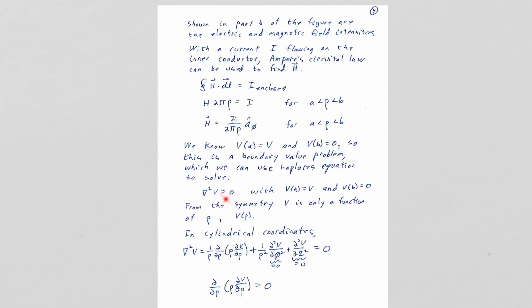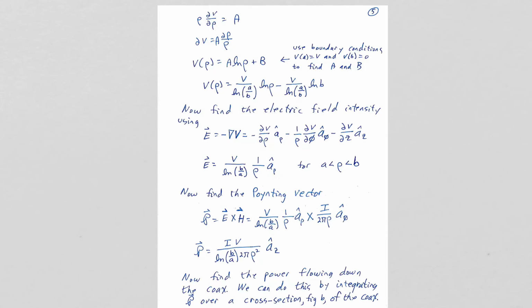We can use Laplace's equation with our two boundary conditions, that the potential on the inner conductor is V and the outer conductor is grounded, to find the electric potential everywhere inside the coaxial cable. And we can take minus the gradient of that electric potential to find the electric field intensity inside the coaxial cable. Now let's take the cross product between our electric field intensity and the magnetic field intensity that we just found to get the Poynting vector. So this vector describes the power flowing from our source to our load.